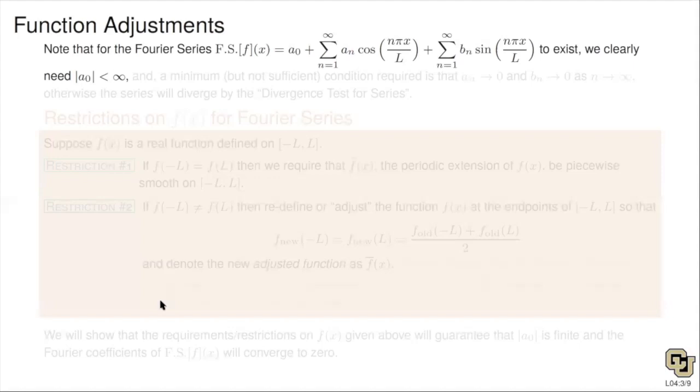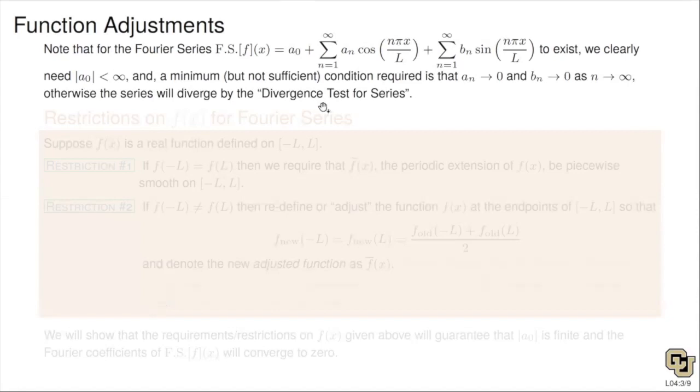Okay, folks, we're going to now start talking about when Fourier series converge. Here, for a series, of course, the first thing we need is the absolute value of a sub 0 has to be finite for the Fourier series to make sense. Second thing is, for a series to even be in the running for convergence, we need the coefficients to go to 0. Otherwise, we can use the divergence test for series. And this is exactly why we reviewed all that series stuff in the first week. For the divergence test, we know if the a sub n's don't go to 0, then the series will diverge.